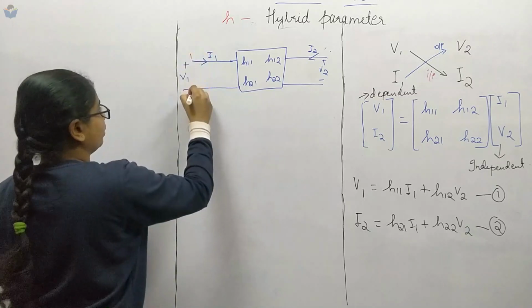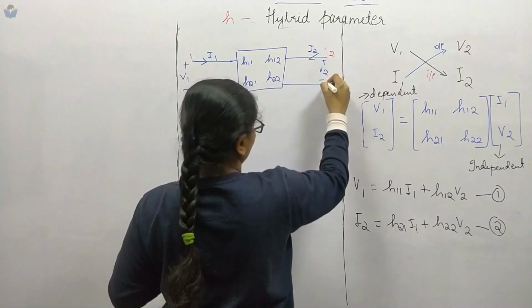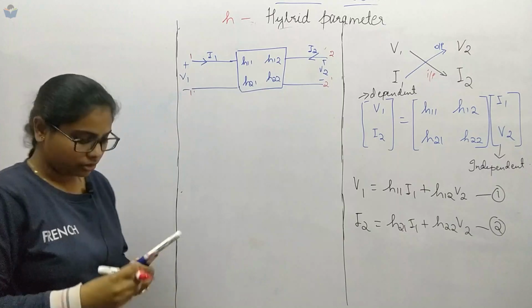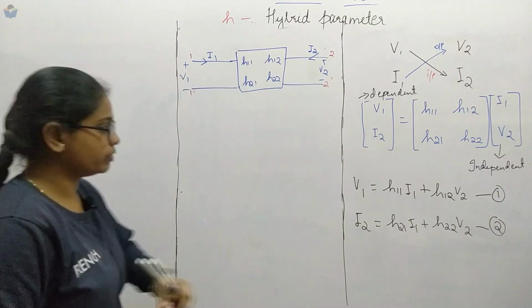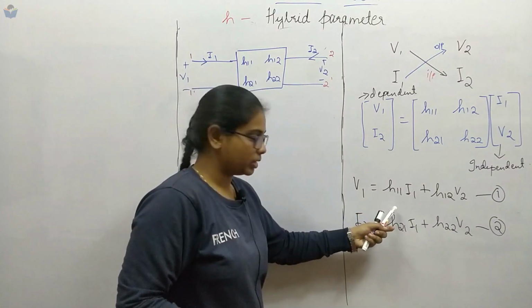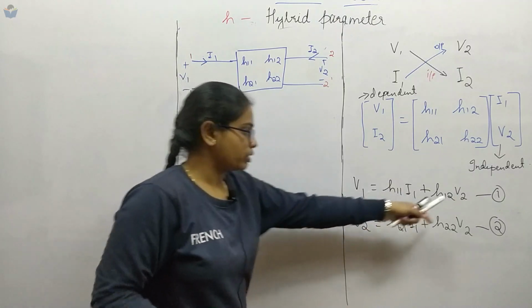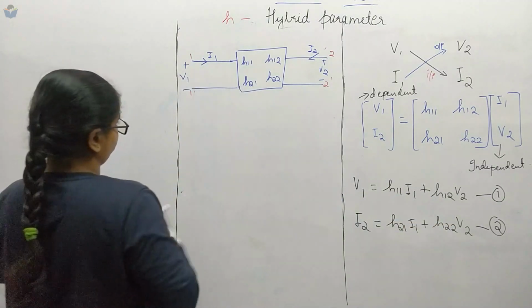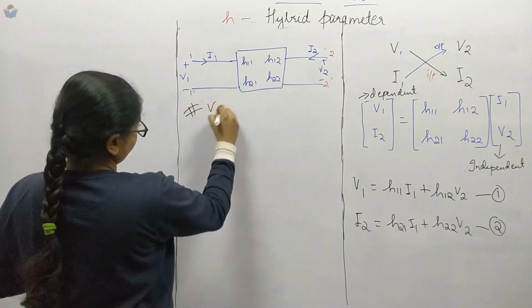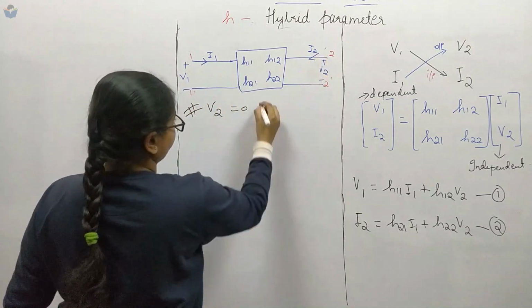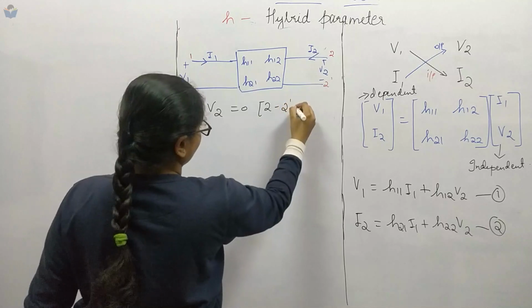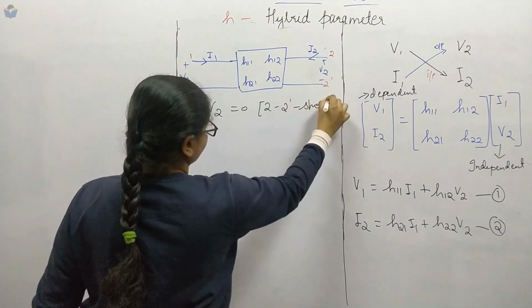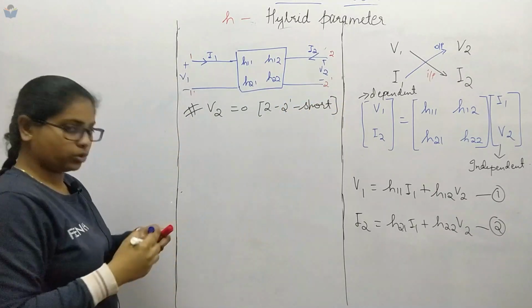So this is 1 dash and this is 2 dash. Okay, so these are the two terminals. Now for each of the parameters we will take and analyze. So first we will put V2 equal to 0. So when you put V2 equal to 0, okay, what will happen? 2 dash terminal is short. Okay, so it will be equal to 0.